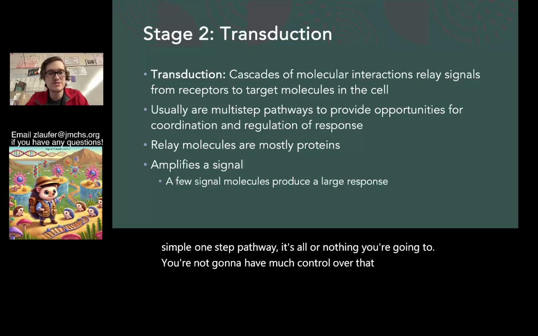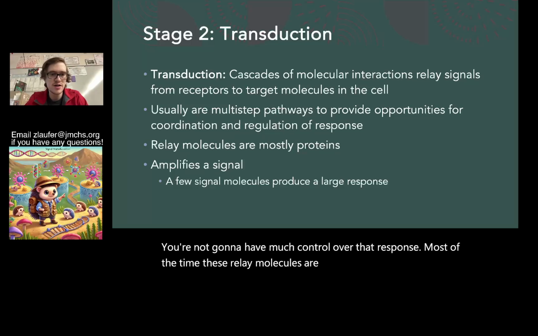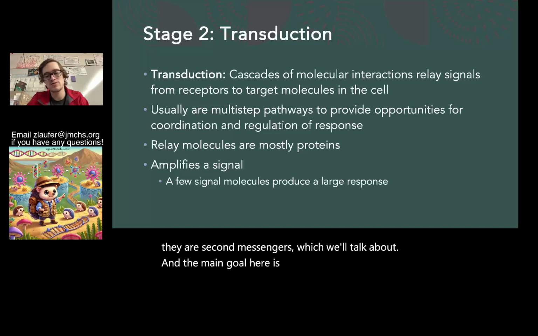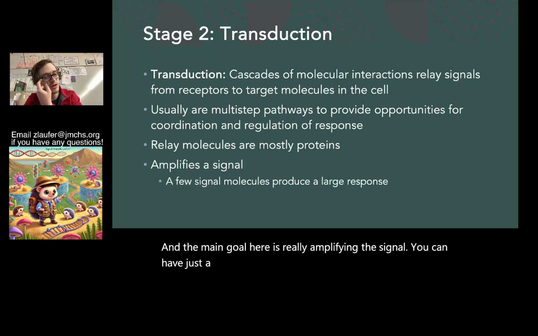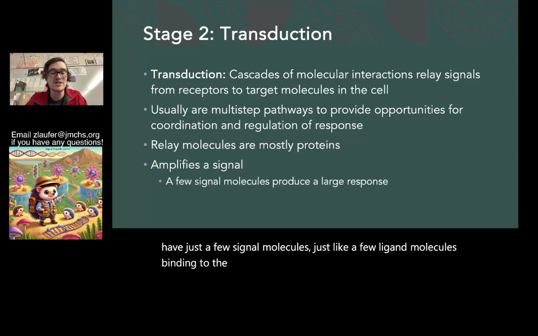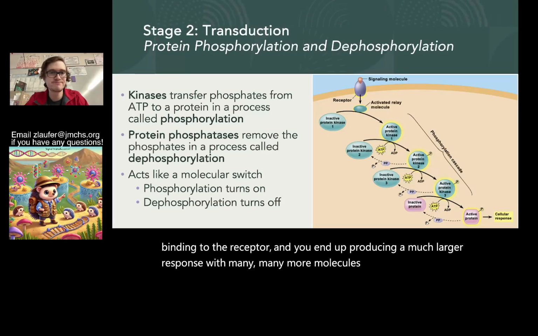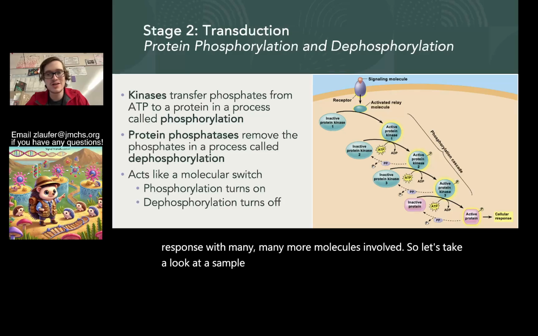Most of the time, these relay molecules are just proteins. But sometimes they are second messengers, which we'll talk about. And the main goal here is really amplifying the signal. You can have just a few signal molecules, just like a few ligand molecules binding to the receptor, and you end up producing a much larger response with many, many more molecules involved. So let's take a look at a sample of a phosphorylation cascade in a transduction pathway.